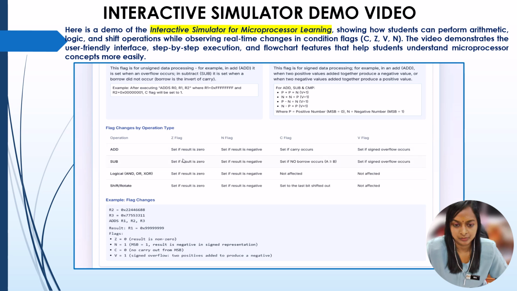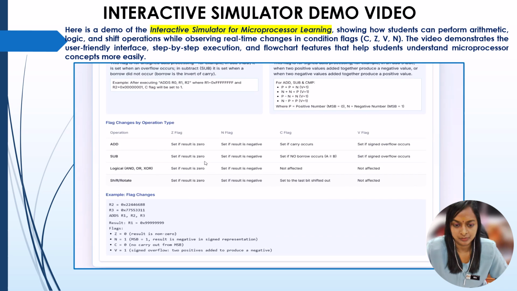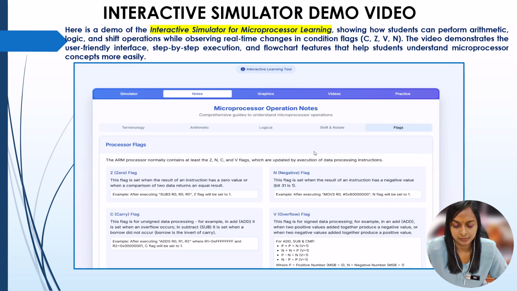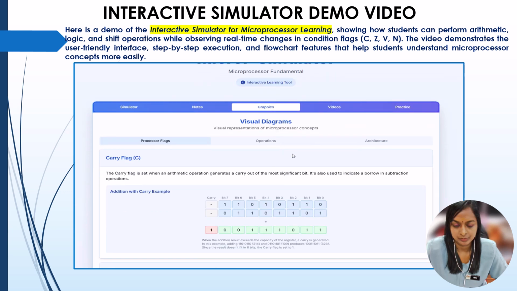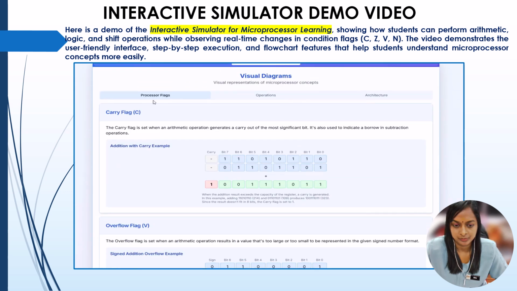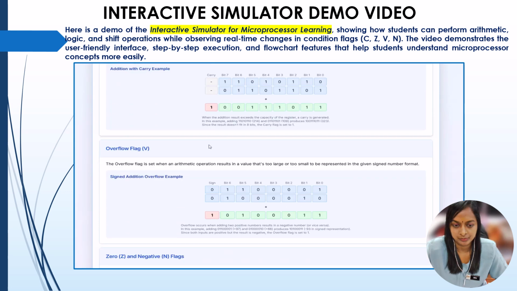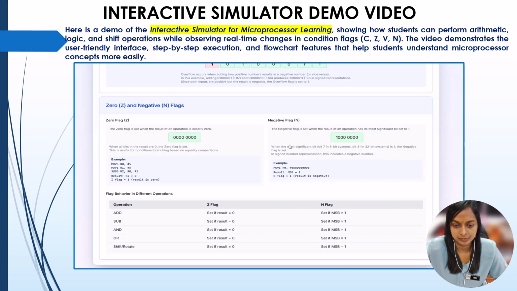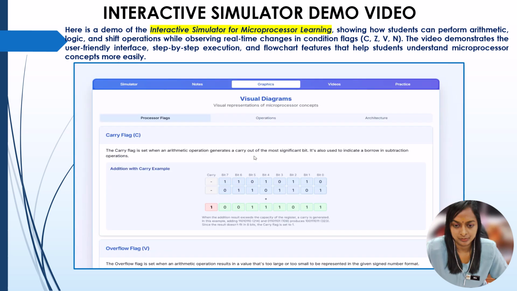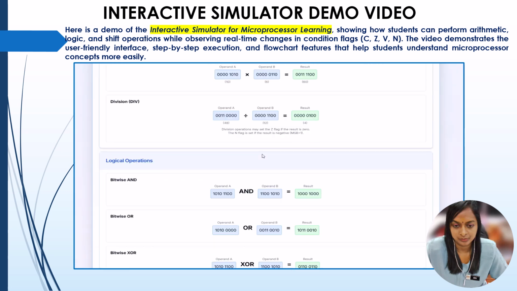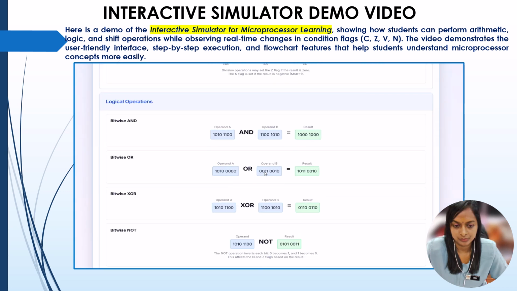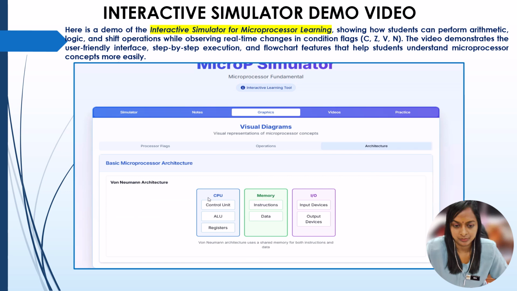Okay, so these are simplified notes for them to know the algorithms and what happens to the conditional flags. And then we go to the graphics. Graphic is a visual diagram representing the microprocessor concepts. For the processor flags we have the carry flag, overflow flag, zero and negative flag, so students can see the visual from here. And then arithmetic operations, which is also for visualization. And then we have the architecture, the main architecture for the basic microprocessor.